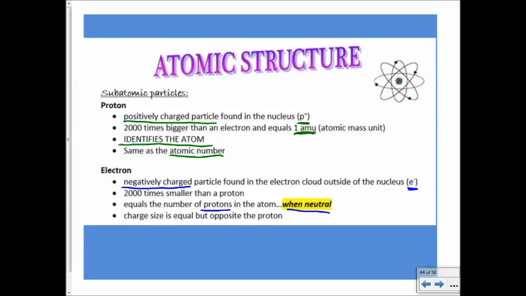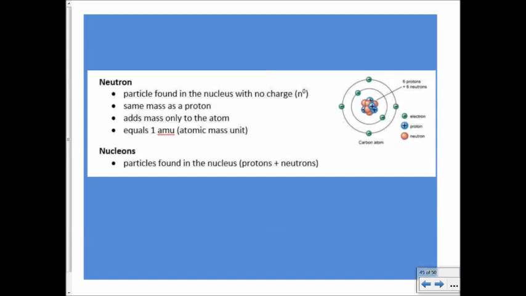So this is the first set of your notes there. Second set of your notes there is the neutron notes. The neutron is that N0 because it does not have a charge. It is the same mass as a proton. It's 1 atomic mass unit. Okay, it only adds mass to the atom. It doesn't have a charge or anything. It's found in the nucleus, as you see in the picture over here.